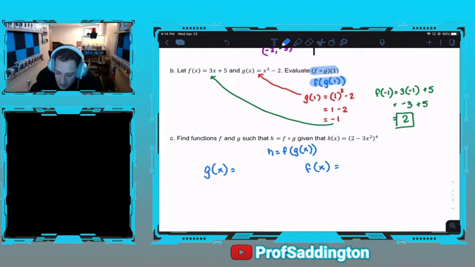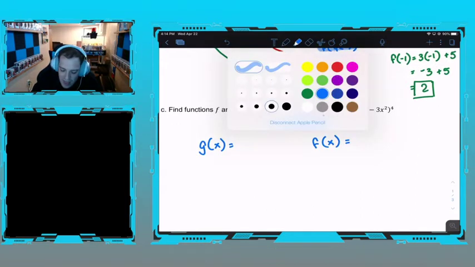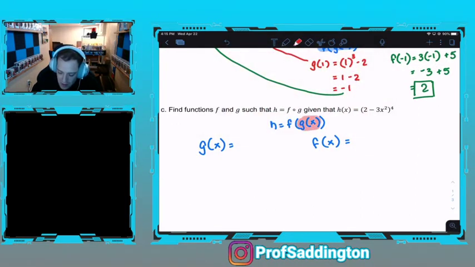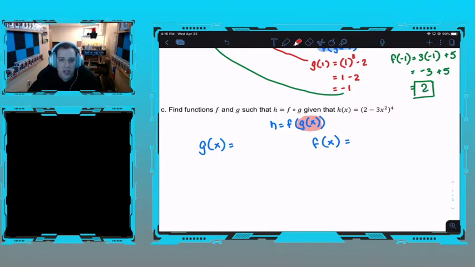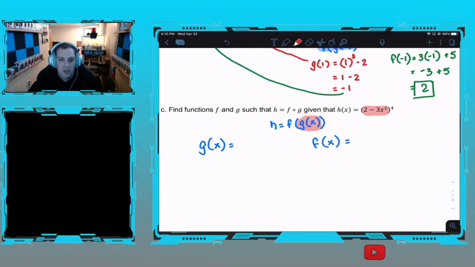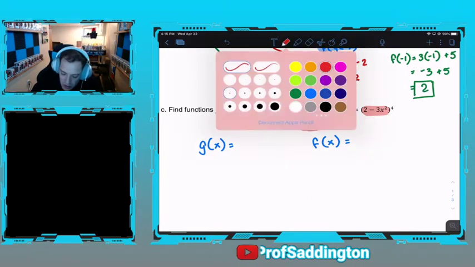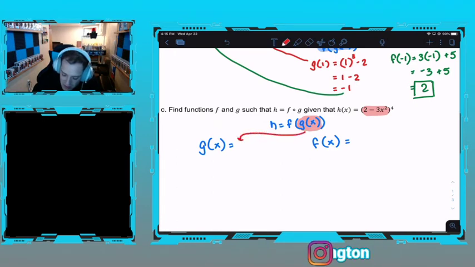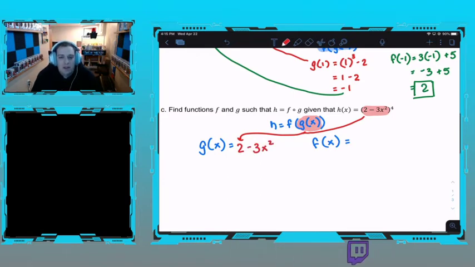In this case, since g of x is on the inside, we're just going to look at h of x, and we're trying to figure out what's on the inside portion of the parentheses. So on the inside portion, it's just the 2 minus 3x squared. So when we go to write down what g of x is, it's just that inside. So I'm just going to write down 2 minus 3x squared. And that's it. So we're just breaking it down and saying what that letter is going to be.